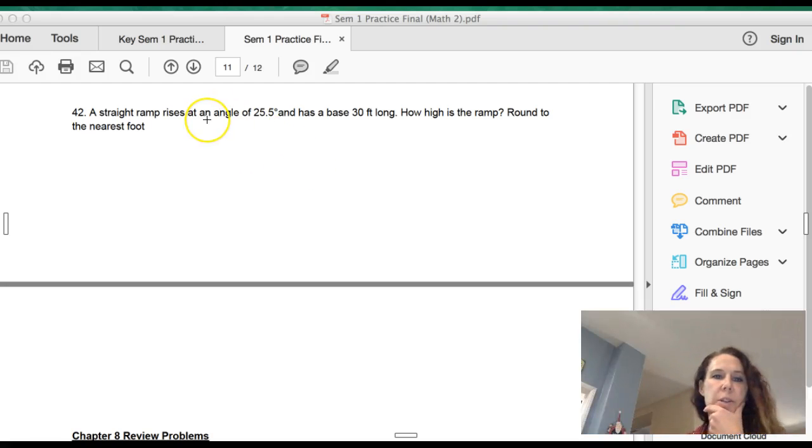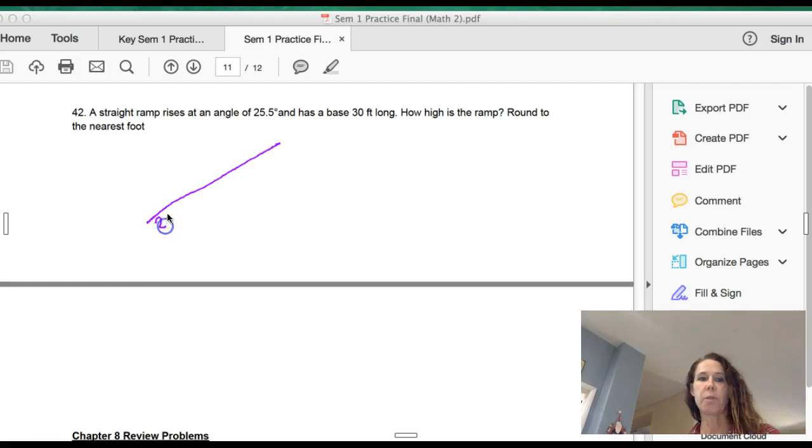Okay, let's look at 42. A straight ramp rises at an angle of 25.5 degrees and has a base 30 feet long. How high is the ramp? Round to the nearest foot. All right, if I'm looking at a ramp, something like this, it's going up like this. It rises at an angle of 25.5 degrees, and it has a base of 30 feet long.